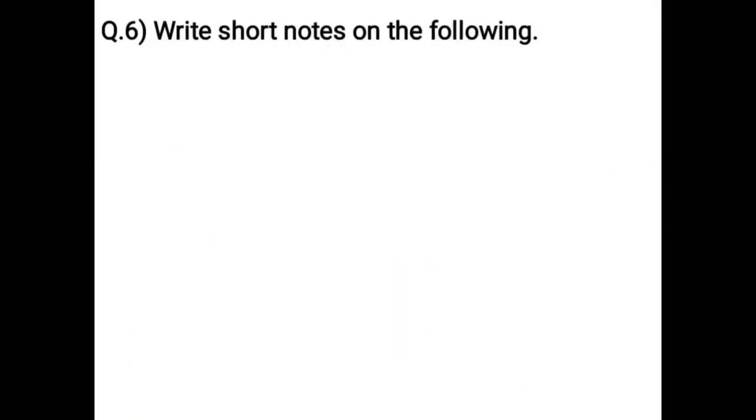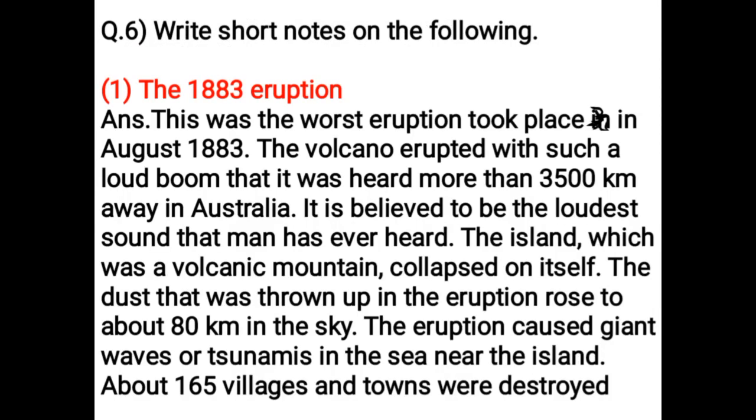Write short notes on the following. The 1883 eruption. This was the worst eruption, which took place in August 1883. The volcano erupted with such a loud boom that it was heard more than 3,500 km away in Australia. It is believed to be the loudest sound that man has ever heard.